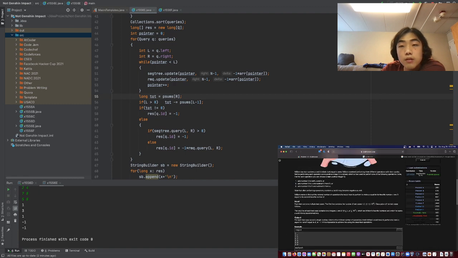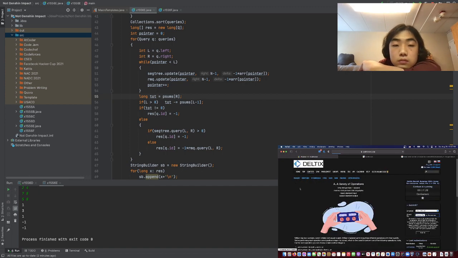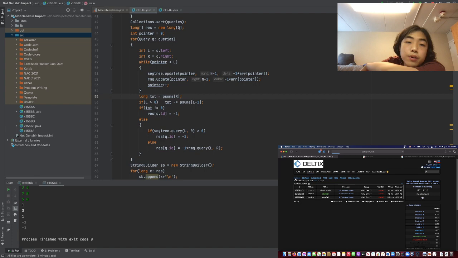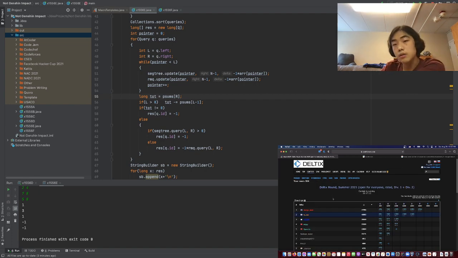What was A again? Oh, A was like parity bullshit. Yeah, there's 3 hacked on B now. Maybe I should just try hacking on B, because I'm not solving F in 17 minutes.